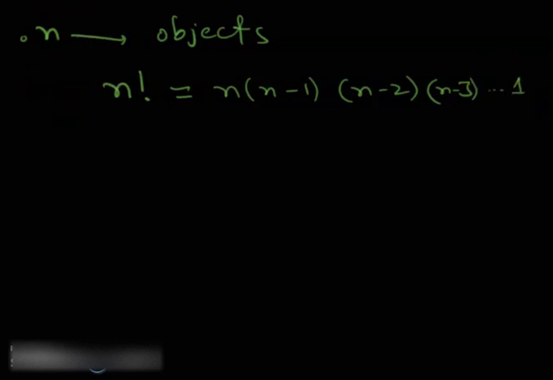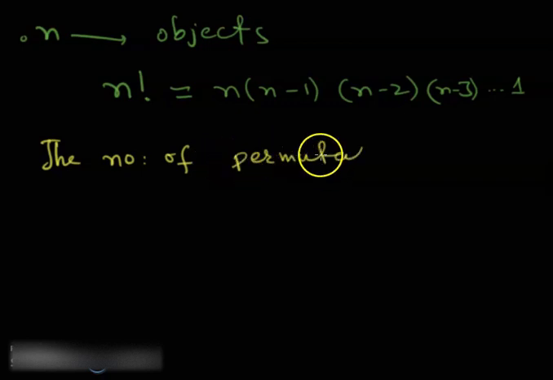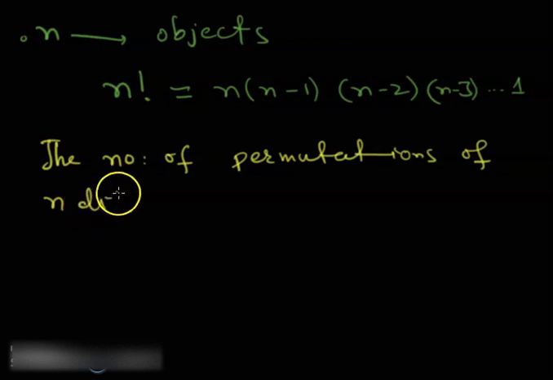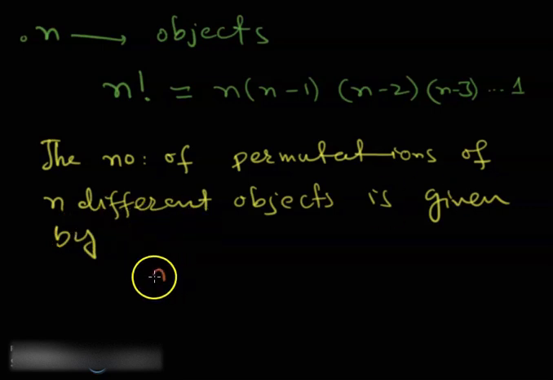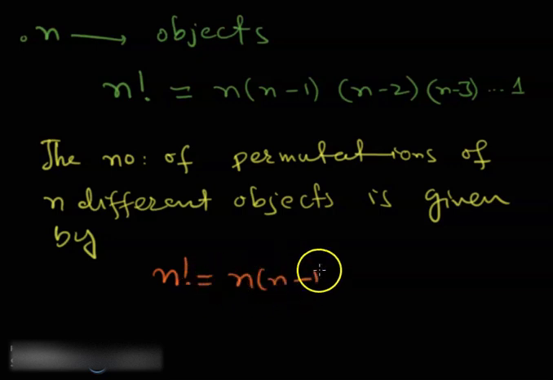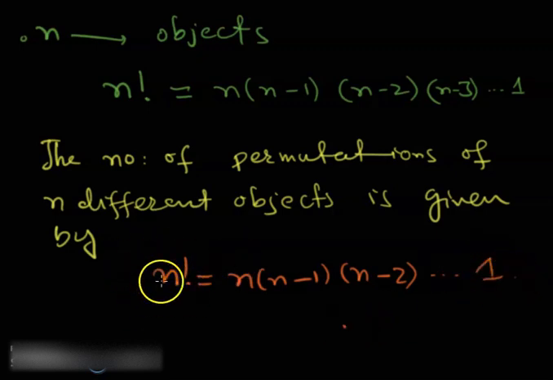So that means, people say it this way, the number of permutations of n different objects is given by n factorial, which is equal to n into n minus 1, into n minus 2, till 1. That's it. So if you have 6 objects, just put 6, 7 objects, just put 7. So you can vary this according to your objects.